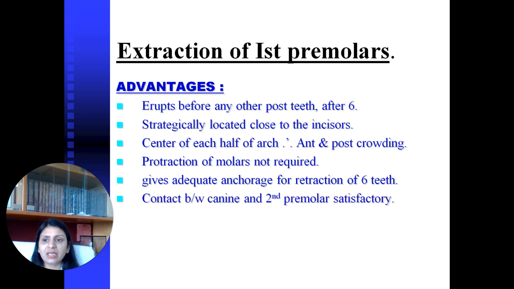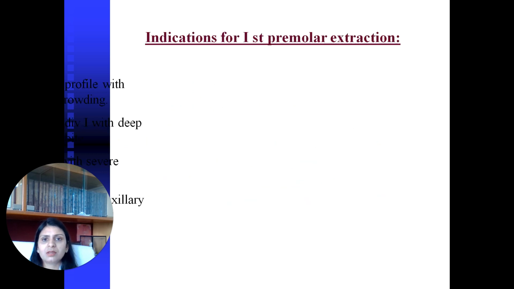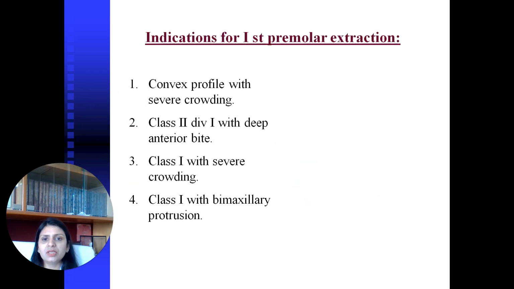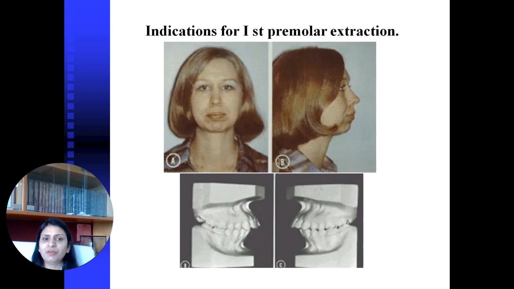Then contact between the canine and second premolar is satisfactory. So what are the indications? All the patients who have got convex profile with severe crowding, class 2 div 1 malocclusion with deep bite, class 1 with severe crowding, class 1 with bimax protrusion. As a general rule, all the malocclusions which require space in the anterior region, there we will prefer to extract the first premolars. So this is a specific case for indication of first premolar.